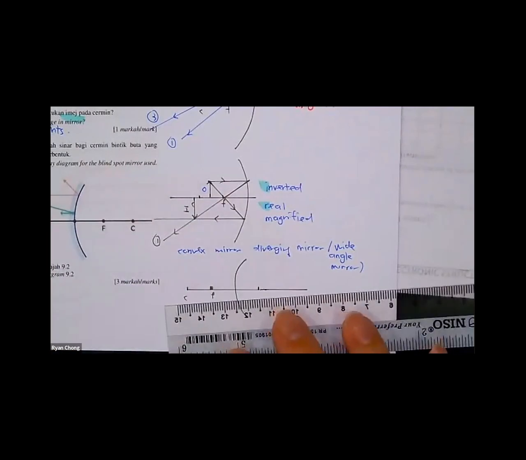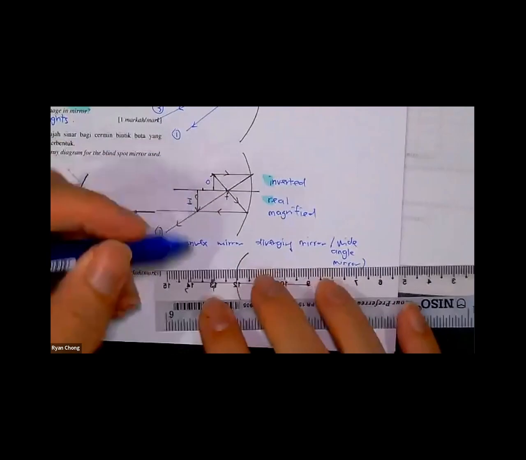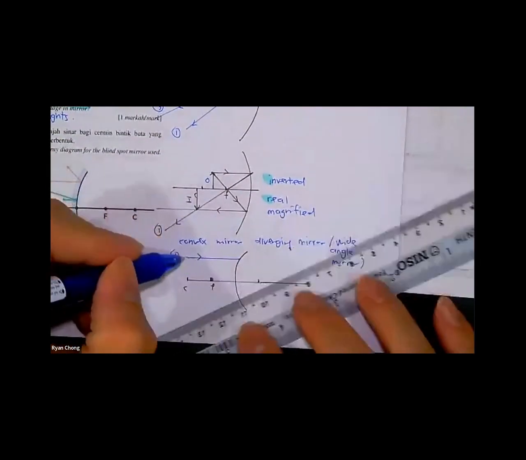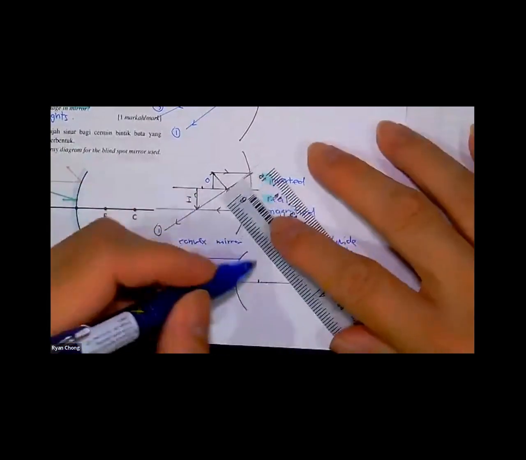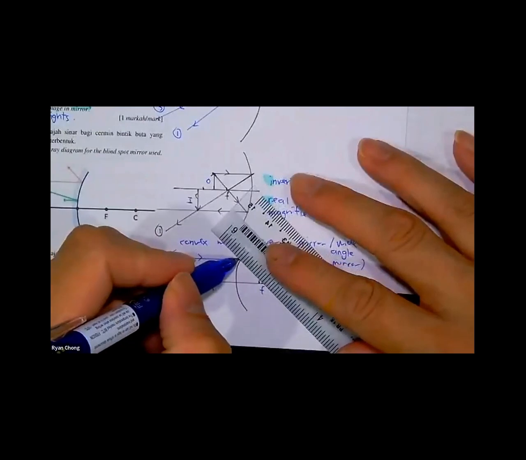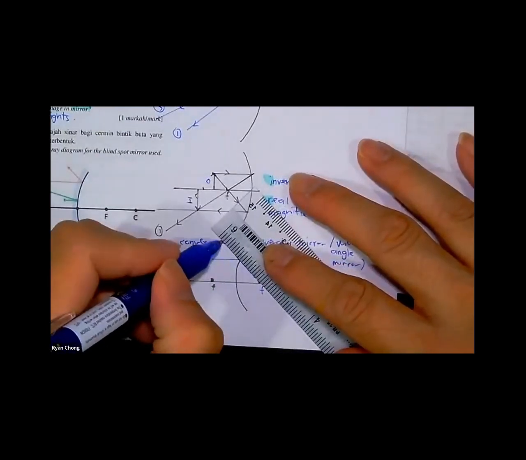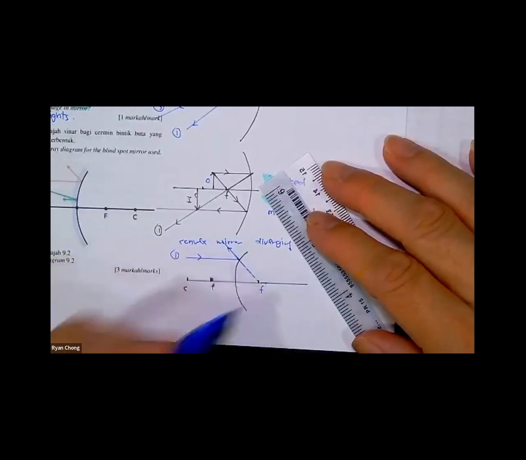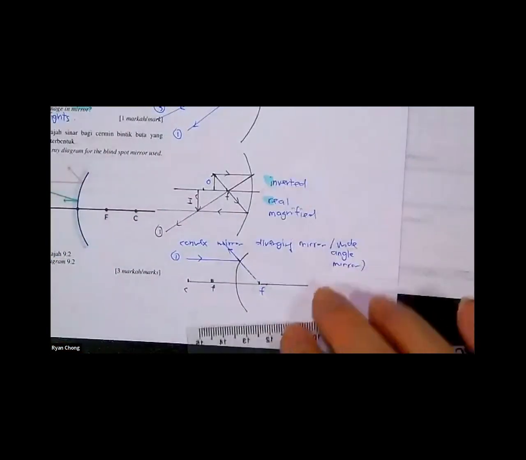So in a convex mirror, only 2 lines you have to learn. Line 1 goes parallel, and here's the focal point. The ray doesn't converge to the focal point, but it diverges from the focal point. It goes up like this. Go up from where? Go up from the focal point. That is your line 1.